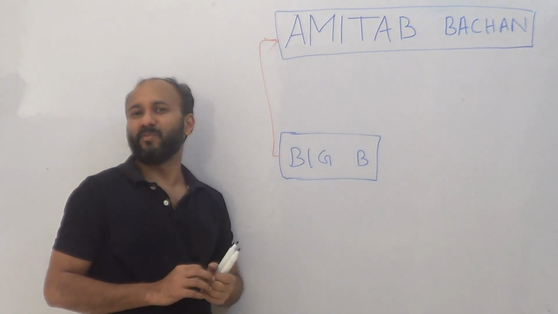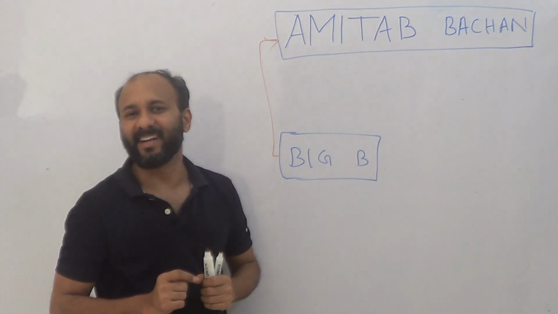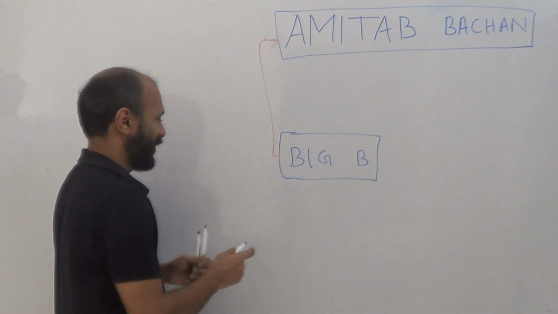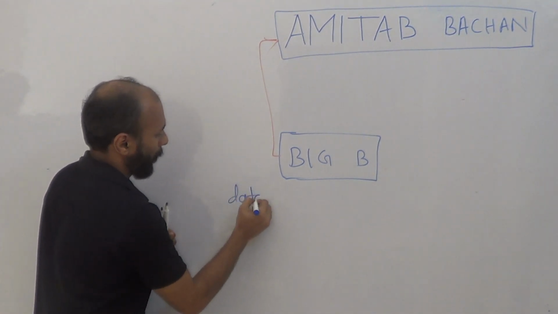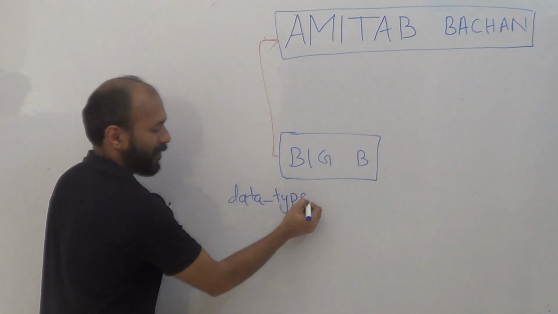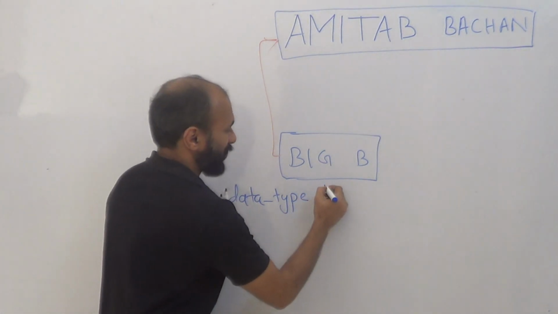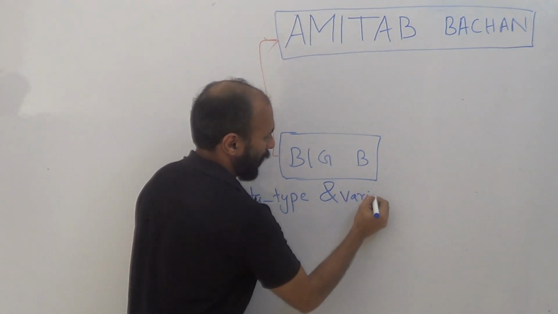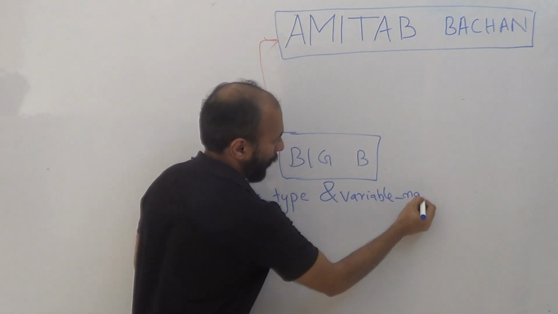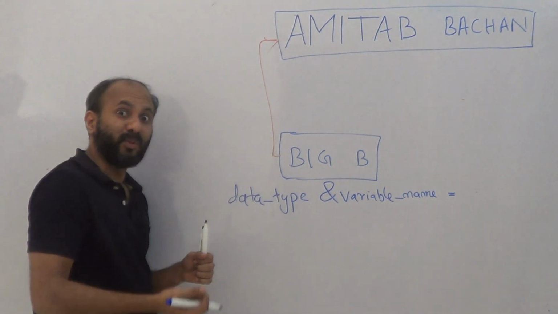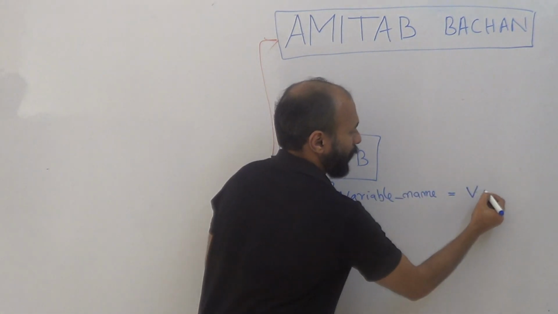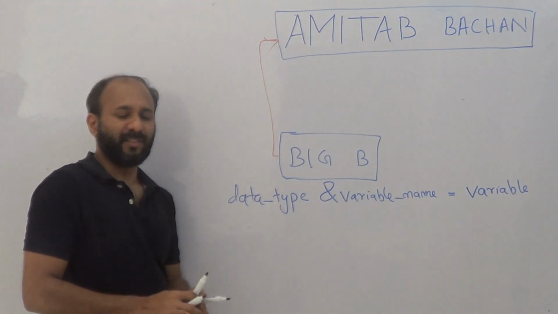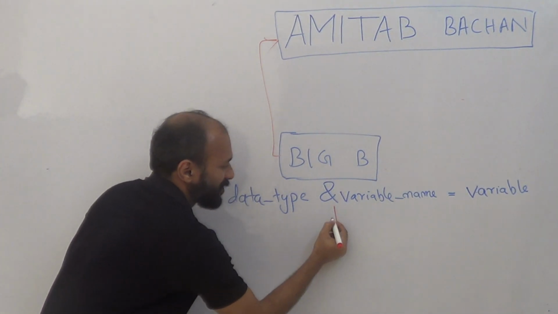We can write a small program for the reference variable and see how it works internally. The syntax of the reference variable is: first the data type, then you put the reference symbol, then the variable name, then the variable you are supposed to refer to, another variable. This is the syntax of a reference variable. This symbol is the reference symbol.